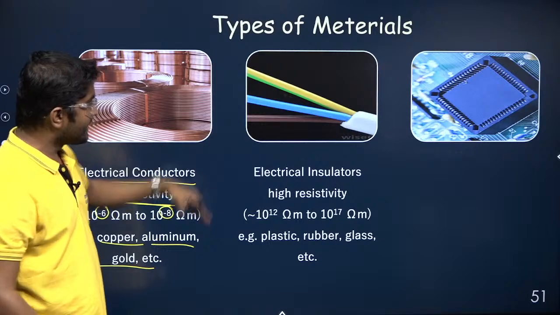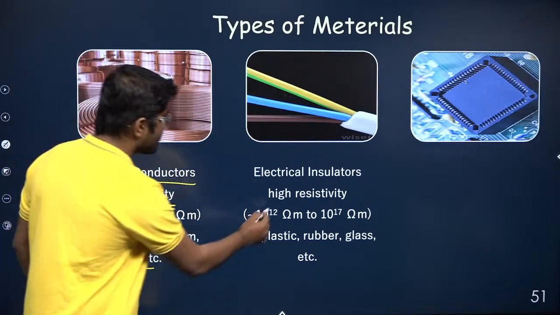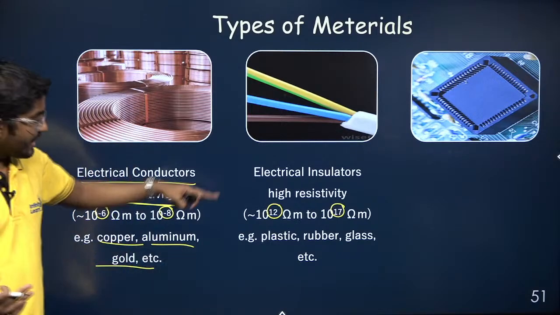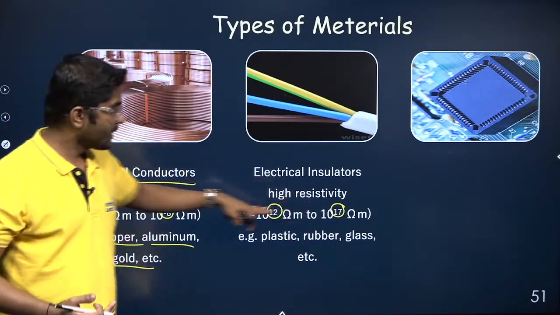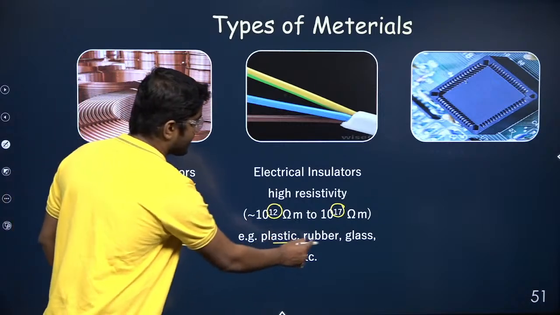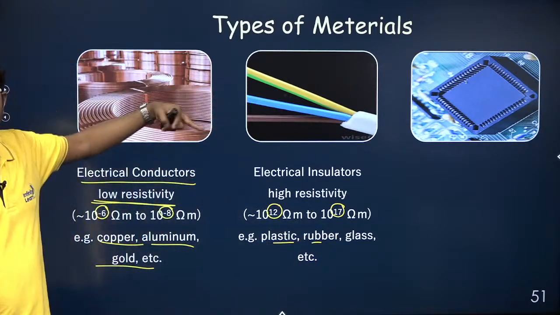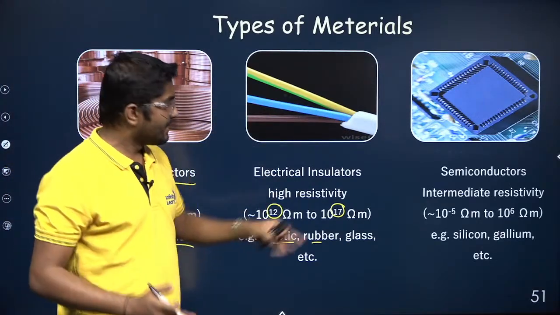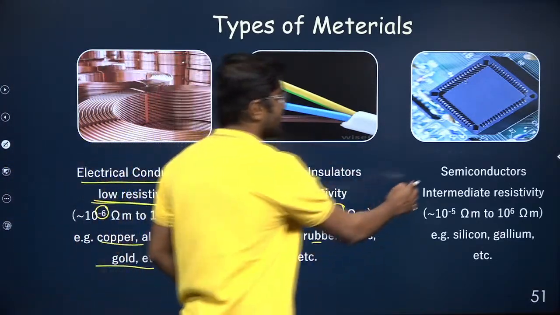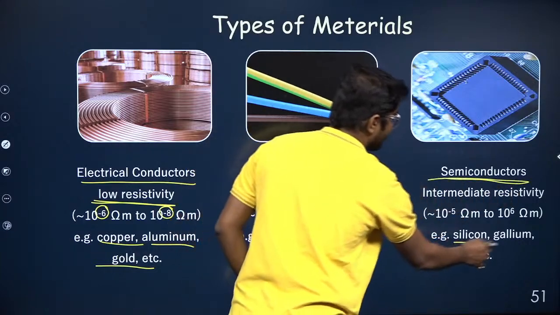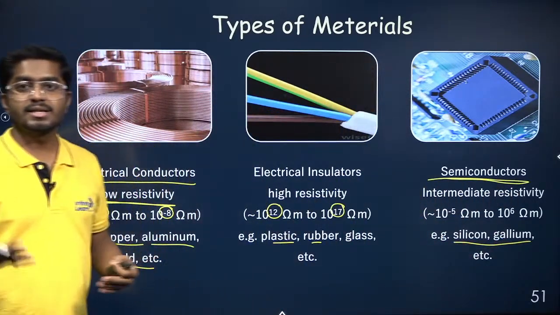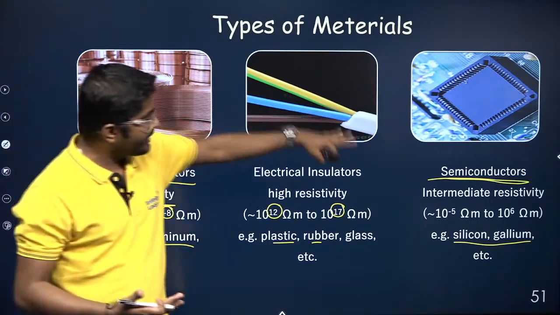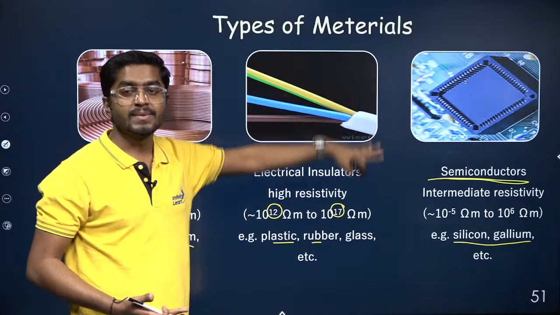And what are the insulators? They have very high resistivity. You see this plus 12, plus 17. The powers, they are very huge numbers. And what are these materials? Plastic, rubber, glass. They are used for the coating of these conductors. And the third component, which are in between, their resistivity value is in between. They are called semiconductors. The silicon, gallium, these are all semiconductors used in our computers, laptops, mobiles. All the silicon industry is using these semiconductors.